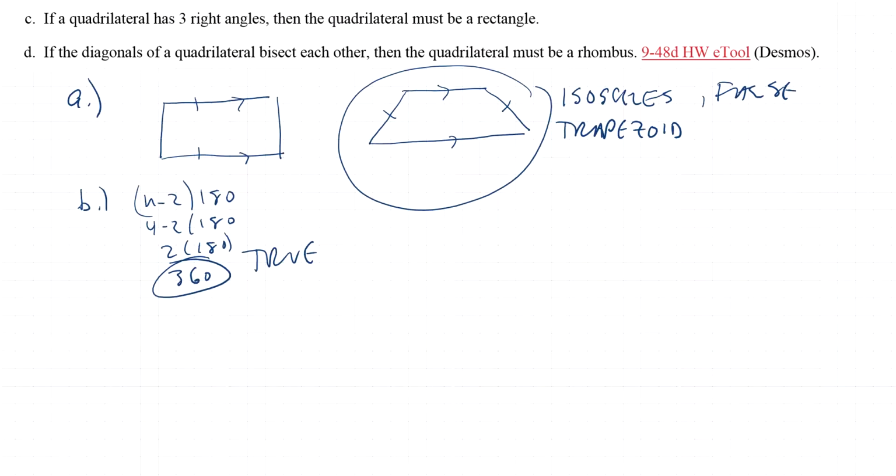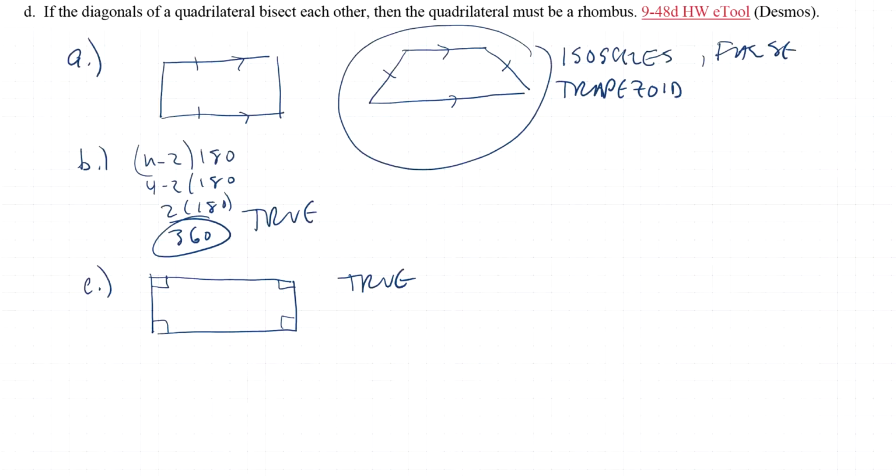All right, so then we're looking at C, and it says if a quadrilateral has 3 right angles. Okay, so quadrilateral has 3 right angles. Well, these add up to 270, and so this angle right here has to be 90 degrees. So because it has to be 90, the only shape that we know that has 4 right angles is a rectangle. So this would be a true statement.